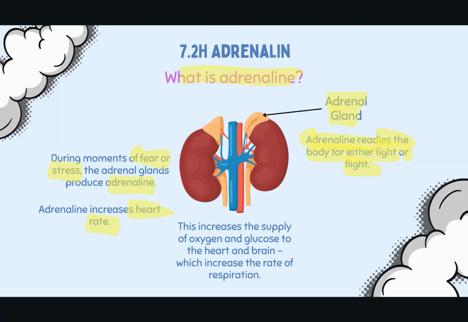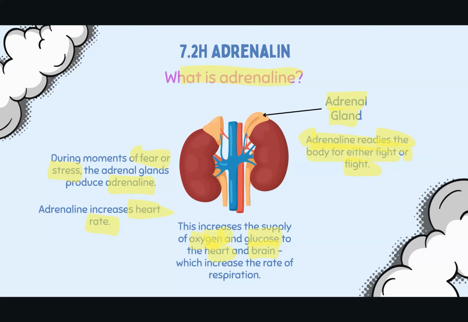Now, when the heart rate increases, it increases the supply of oxygen. So you can imagine if the heart's beating faster, what's the significance of that? The significance of it beating faster is that it's going to pump more blood around the body. What's being pumped around the body that's really important? Oxygen and glucose. Why do we need oxygen and glucose? For respiration, to release energy, particularly to the heart and the brain. So that means we've got more energy to deal with the situation.